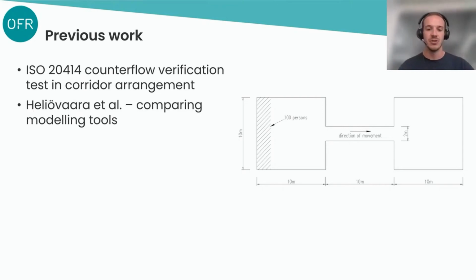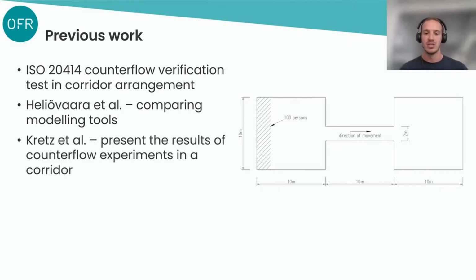In terms of some research work, Vara et al. evaluated counterflows through the ISO 20414 corridor arrangement and compared FDS evac against versions of Simulex and the mass egress simulation tools. Additionally, Kretz et al. present the results of counterflow experiments in a corridor. Interesting to note in this work was that for the scenario with 0.5 counterflow, where there's an equal number of participants opposing each other, the resulting flow was marginally greater than half of that in the corresponding scenario without counterflow.